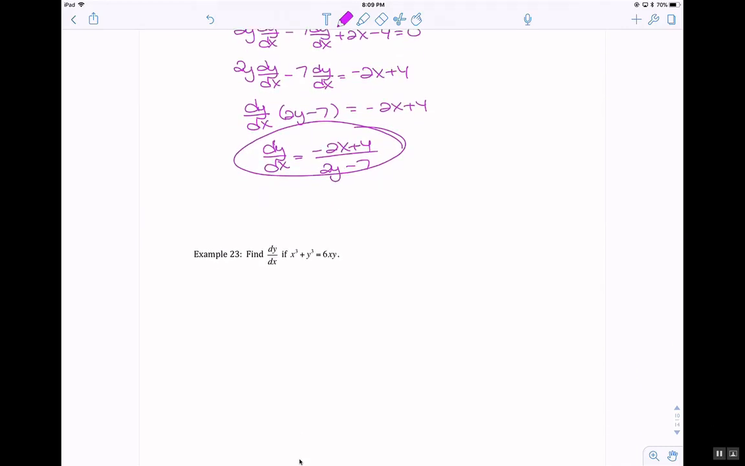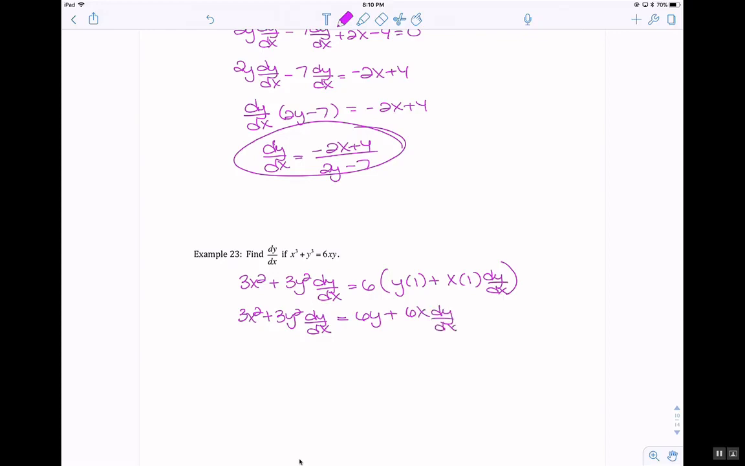Do the exact same thing. For example, 3x squared plus 3y squared dy/dx. On the right-hand side is a product rule. I can factor the 2 out. So I have y times the derivative of x plus x times the derivative of y. And remember, the derivative of y is 1 dy/dx. So I get 3x squared plus 3y squared dy/dx is equal to 6y plus 6x dy/dx.